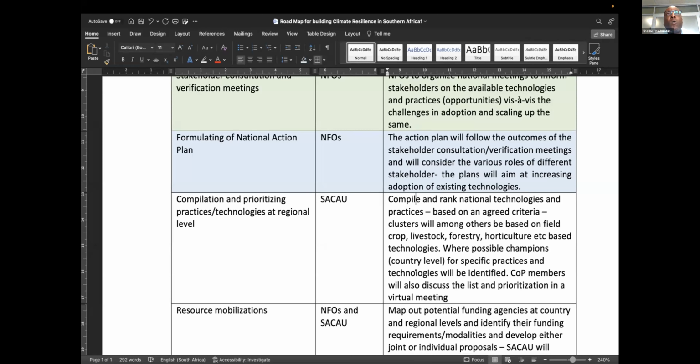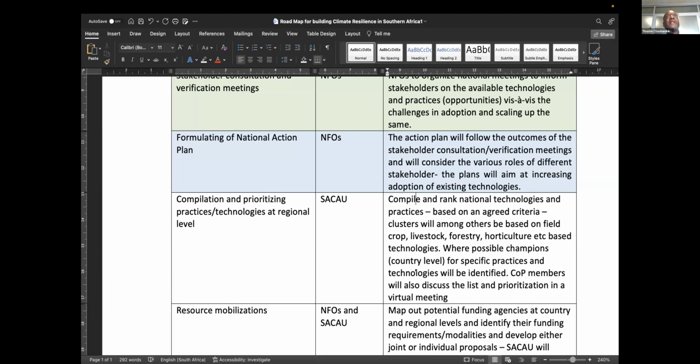We now want to cascade it a little bit higher to the regional level, where we now say, okay, this is what we are getting from the countries. Now, if we consolidate these at SADC level or at SACAO level, what are we going to have as top priority innovations that we can promote at regional level? What came out from the study was that in general, just giving an example, conservation agriculture is something that is being adopted in so many countries.